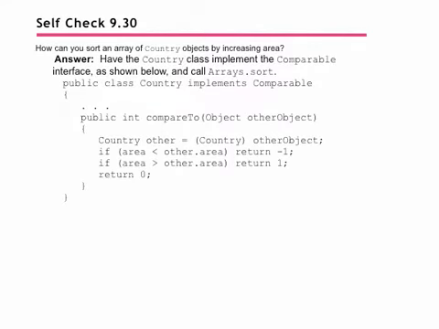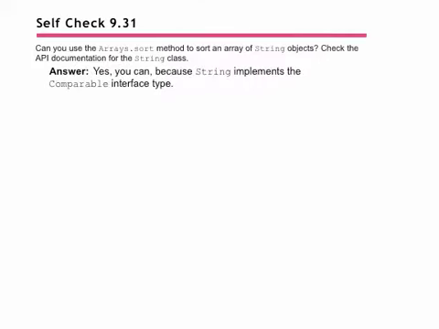How can you sort an array of Country objects by increasing area? If the Country object implements the Comparable interface, then you can call Arrays.sort. So if public class Country implements Comparable, as long as you override that compareTo method, then you can supply your array of Country objects to Arrays.sort. Can you use the Arrays.sort method to sort an array of String objects? Check the API documentation of the String class. Yes, because String implements the Comparable interface. So there is a compareTo method with strings. Therefore, you can pass that String array to Arrays.sort.